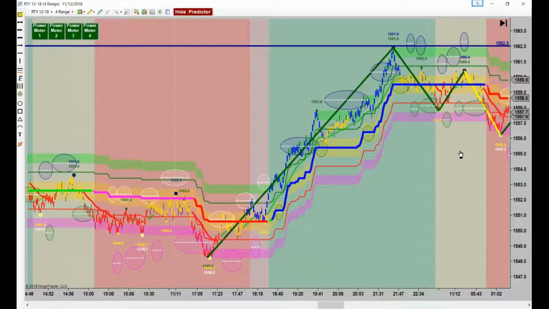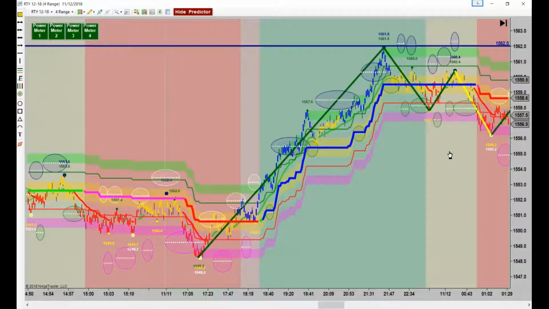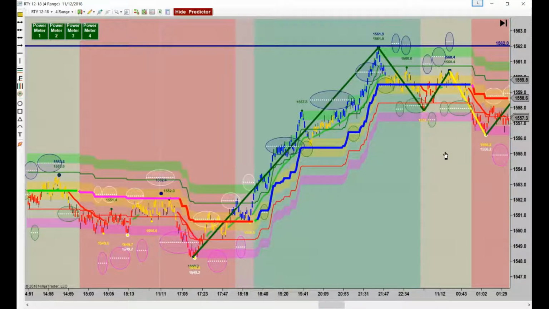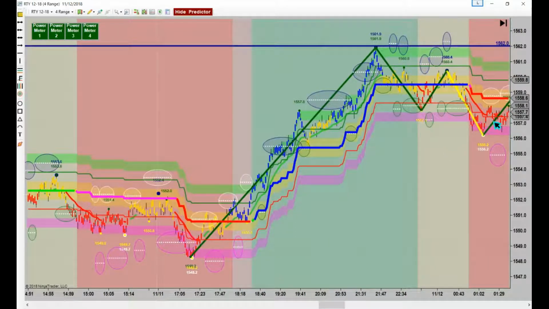Let's take it. Let's pretend we get in at 1557.70. And we got a scalp. I don't care about anything else but that. That scalp's there. And if I get taken out, I'm out. I'd probably be out because it stair-stepped up. All right, so let's see where it's going.